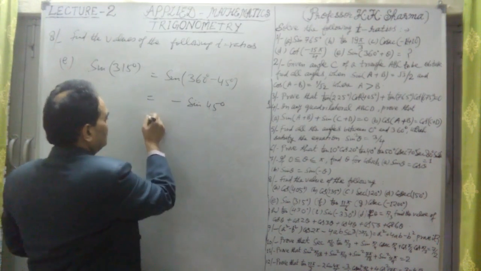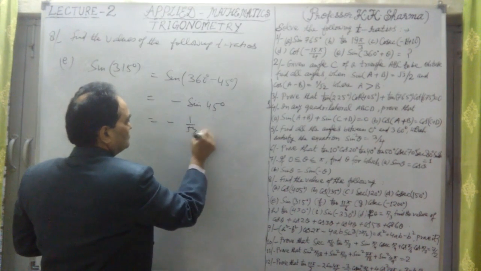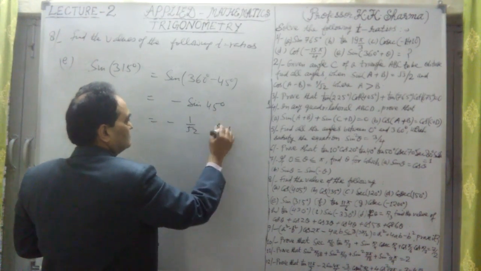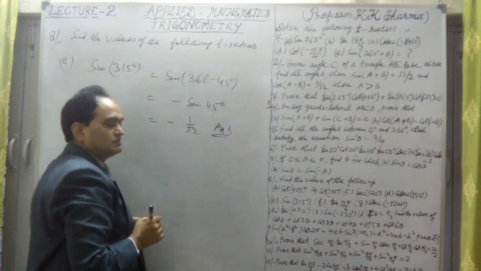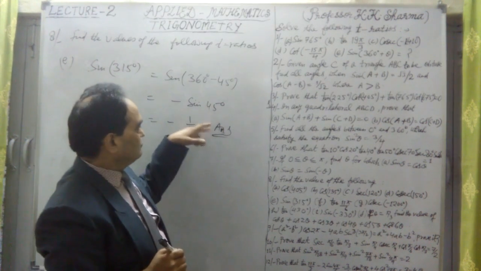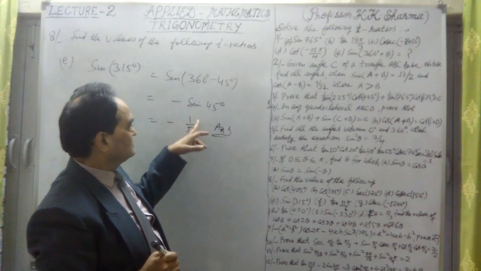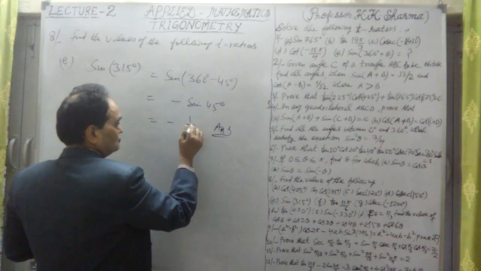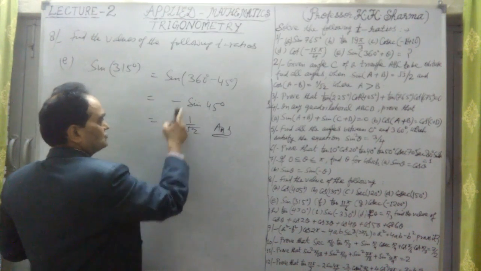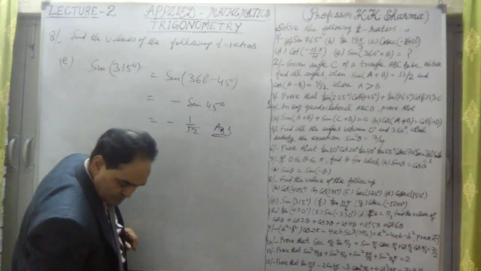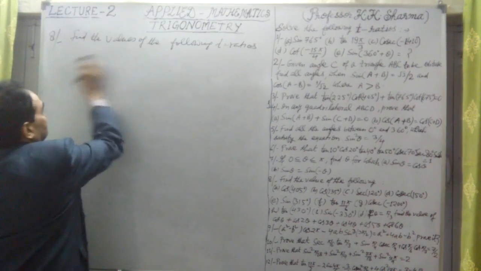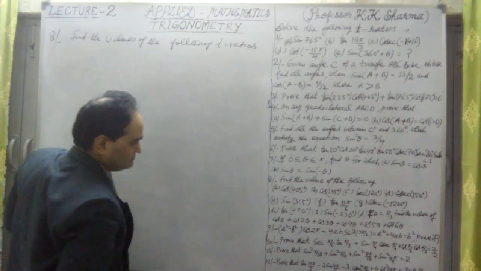Now sine 45 degree is 1 by root 2, which is the answer here. The values of angles must be understood and remembered, so that we know that sine 45 degree is 1 by root 2. Minus 1 by root 2 is the answer to the E part of question number 8. Let me take the F part.